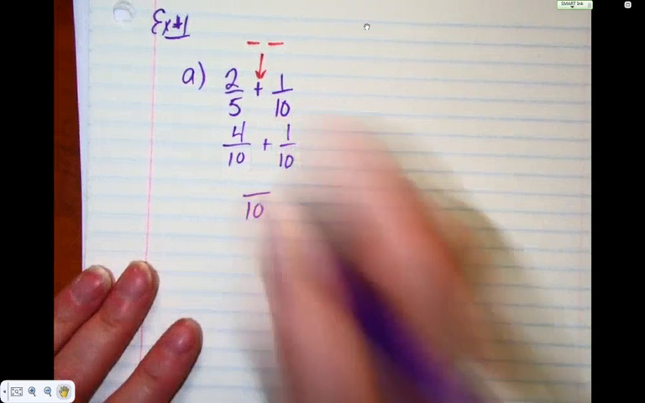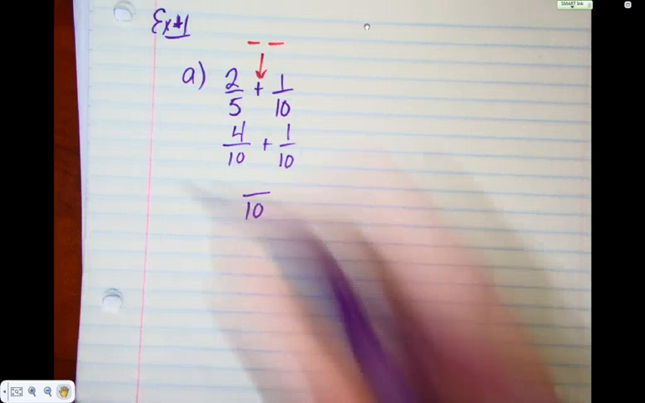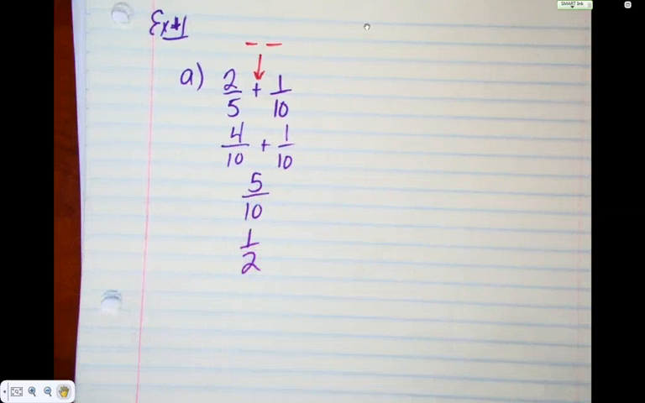Now we keep the denominator, combine the numerators. I use the word smush a lot, which is not a technical math term, but I just made it up. Smush the numerators means just put them together. 4 plus 1 is? Change to improper. Don't have to. Reduce. 1/2. Questions so far?